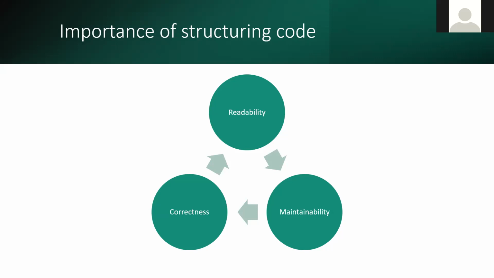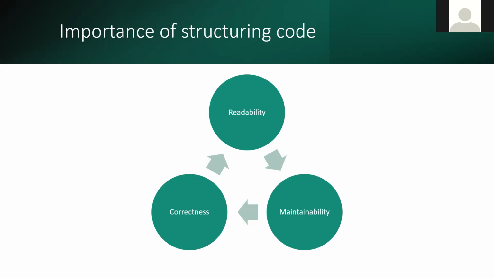And of course, this leads to correctness, because if there's something wrong with your code, and you can read it and understand exactly what the intention was, then you can correct whatever mistakes are there. So this becomes a very, very important part of writing code. And the other thing you must also realize is that a computer itself does not understand the code that you write.